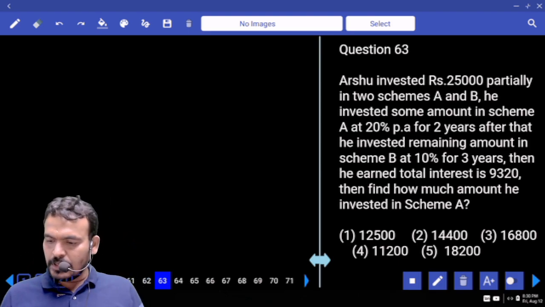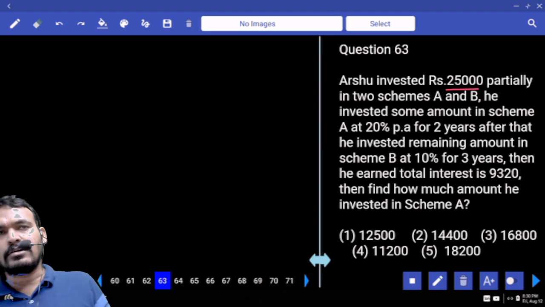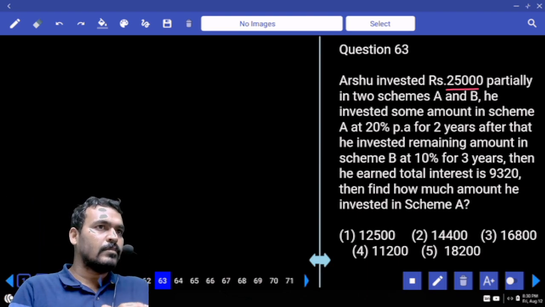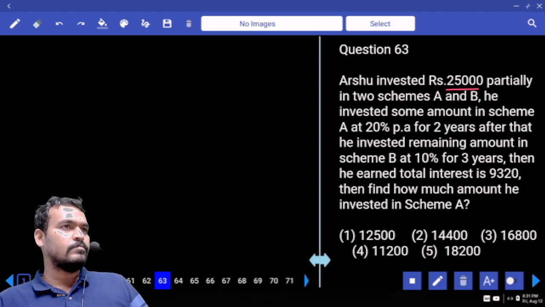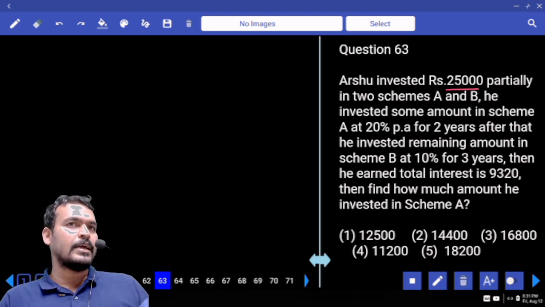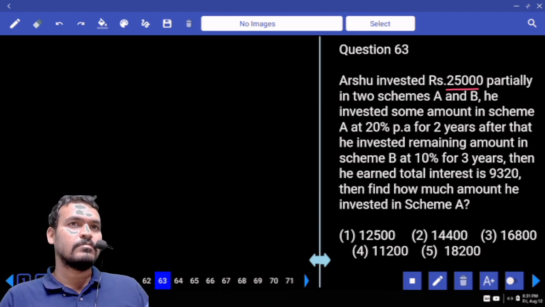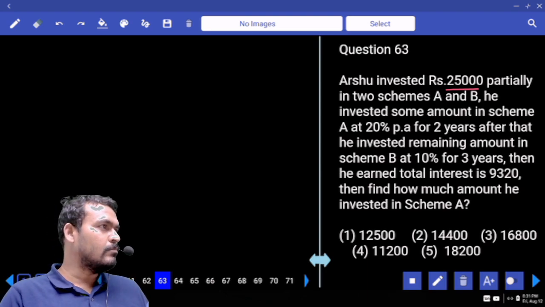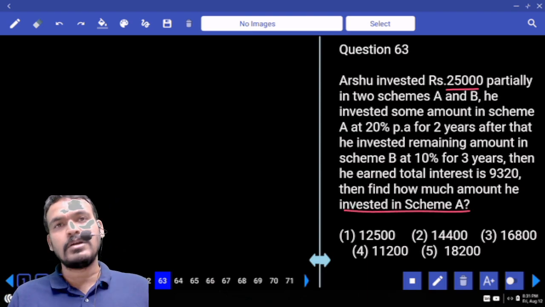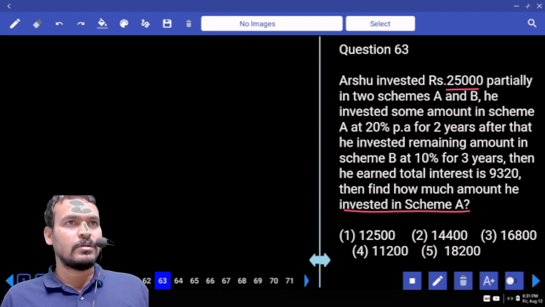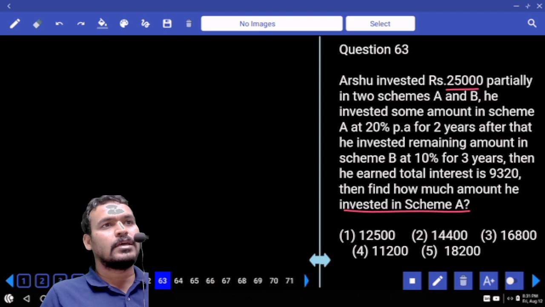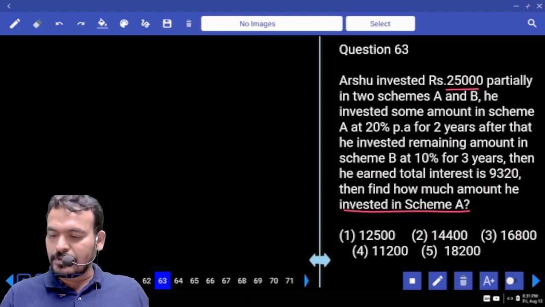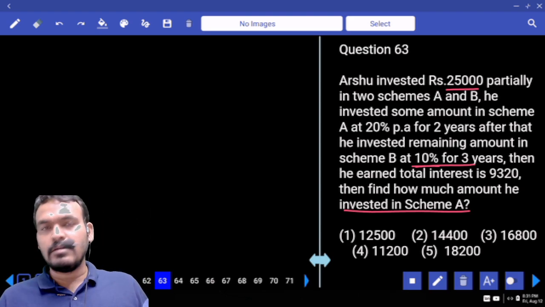What is the total investment? 25,000. It is split into two parts. Then we can apply three methods: first one, equation method; second one, allegation; next one, reverse method. With the reverse method, we require scheme A investment. Required investment of scheme A means which data we take? Scheme B. What is the scheme B rate of percent? 10%. Time period? 3 years.